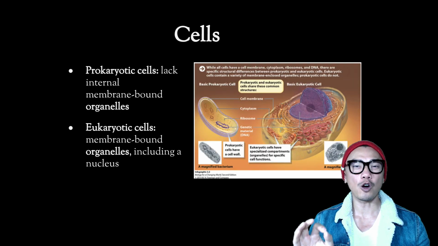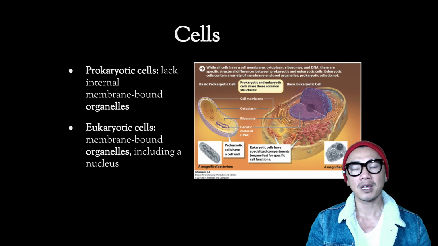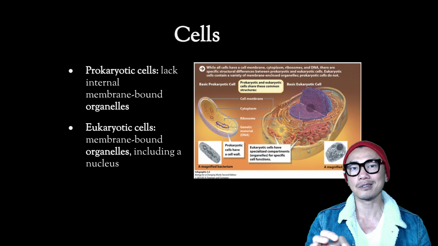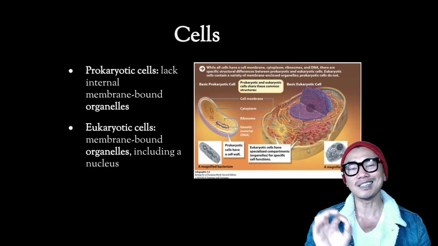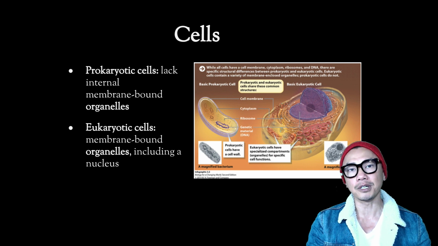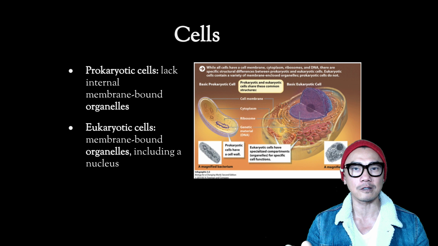All living things are made up of one of two basic types of cells. All bacteria are made up of prokaryotic cells. Prokaryotic cells lack internal membrane-bound organelles, like the nucleus or mitochondria you may have learned about in past science courses.